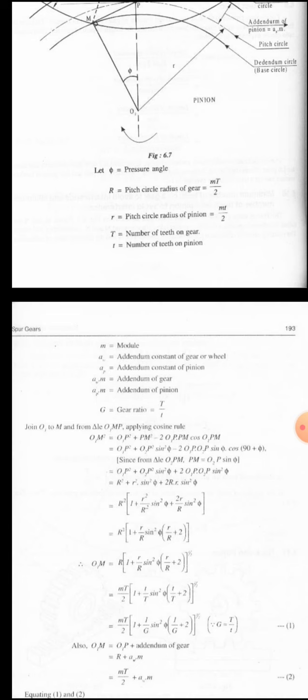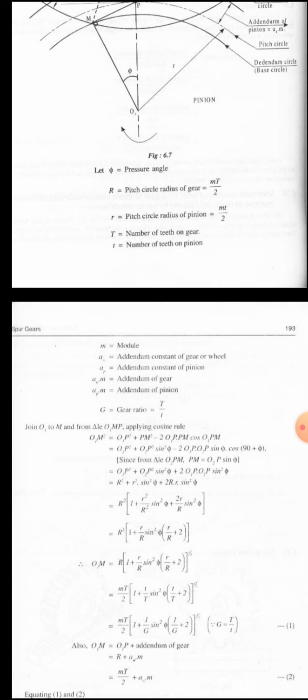O1M square equals O1P square plus PM square minus 2 O1P PM cos O1PM, that is O1P square plus O2P square sin square phi minus 2 O1P O2P sin phi cos (90 plus phi). Since in triangle O2PM, PM is O2P sin phi, therefore O1P square plus O2P square sin square phi plus 2 O1P O2P sin square phi, that is R square plus r square sin square phi plus 2 r sin square phi, which gives R square (1 plus r square by R square sin square phi plus 2 r by R sin square phi).